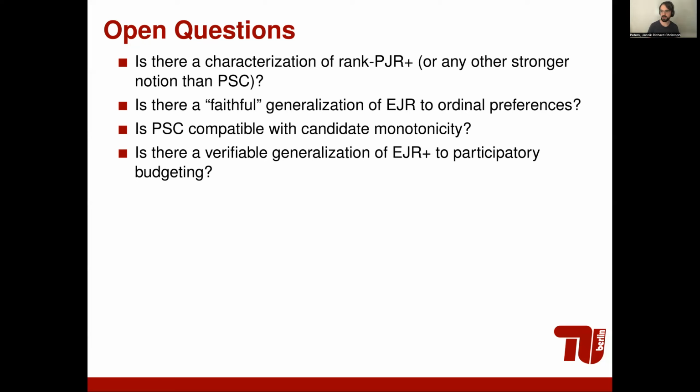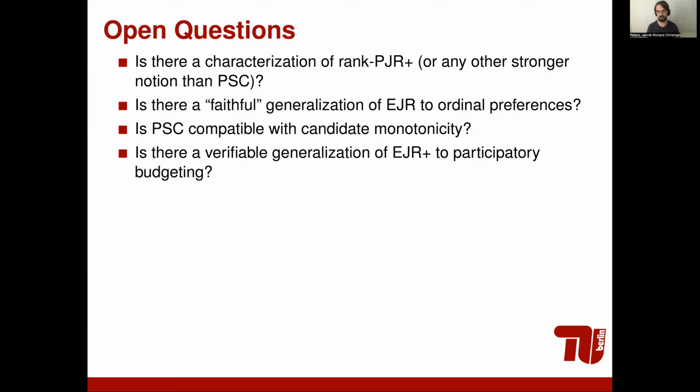Candidate monotonicity means that if you swap a candidate in the committee up, afterwards it should still stay in the committee. Seems very simple, and of course that should be satisfied, but no known rule satisfying PSC, or of course rank PJR plus satisfies this, and they all break very easily, but no general impossibility has been found yet.